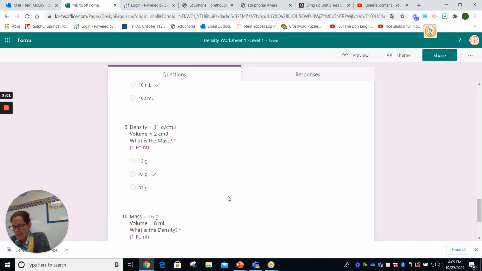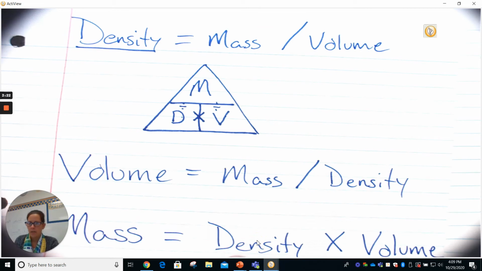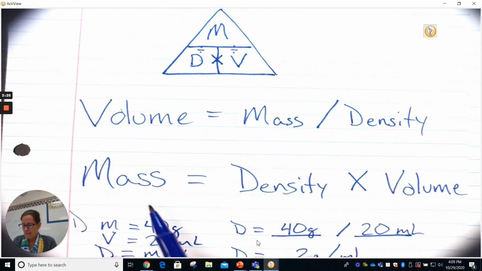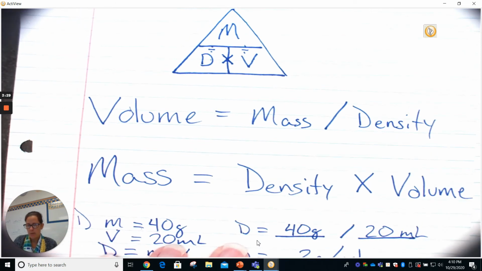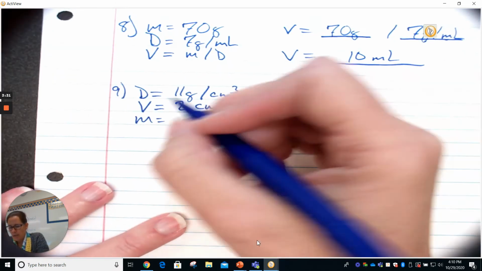So number 9 says it's got a density of 11 grams per centimeter cubed and a volume of 2 centimeters cubed, and we need to know the mass. So let's get our notes out and look here. To figure out the mass, we need density times volume. Okay, so that's what we're going to put right here.